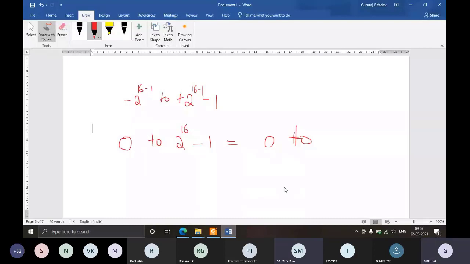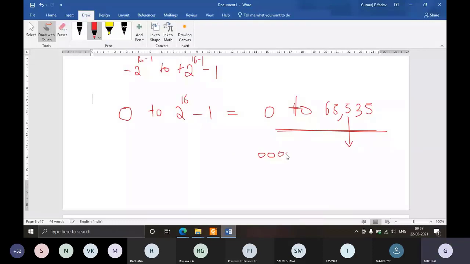65,535, sir. Yes, it is 65,535. So this is the range. If you convert this to hexadecimal, the minimum value is 0. So it is 8 zeros: 0, 0, 0, 0, 0, 0, 0, 0. This is the minimum value.